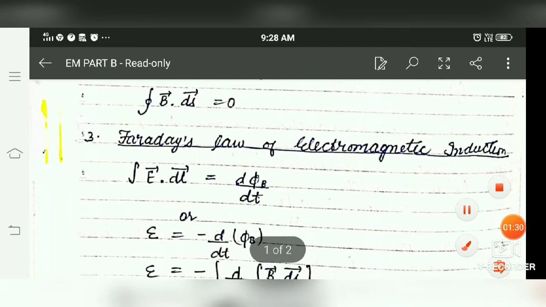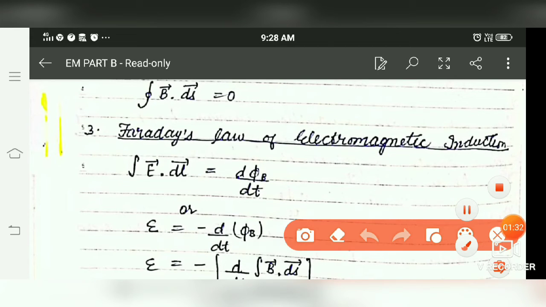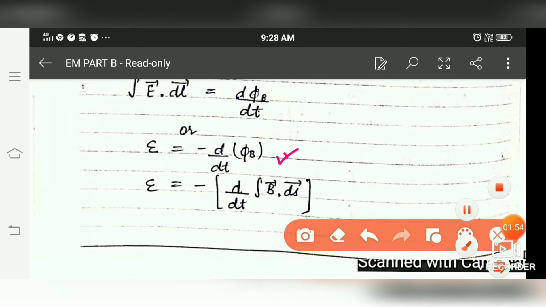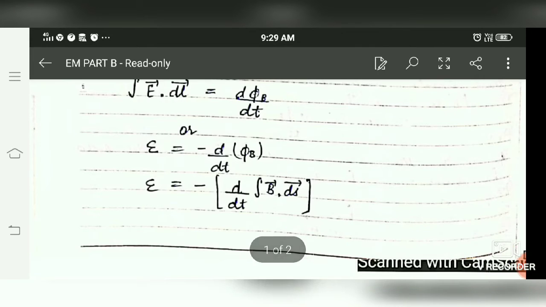The third Maxwell equation is Faraday's law of electromagnetic induction, which states that the induced EMF in a closed circuit is equal to the rate of change of magnetic flux linked with the circuit. How much the magnetic flux linked with the circuit changes will result in the induction of EMF, electromotive force. So we get E is equals to minus d phi by dt. Why minus? Because we know that induced EMF always opposes the cause of its production.